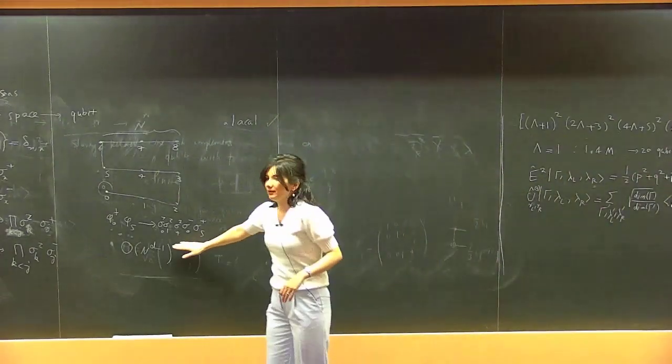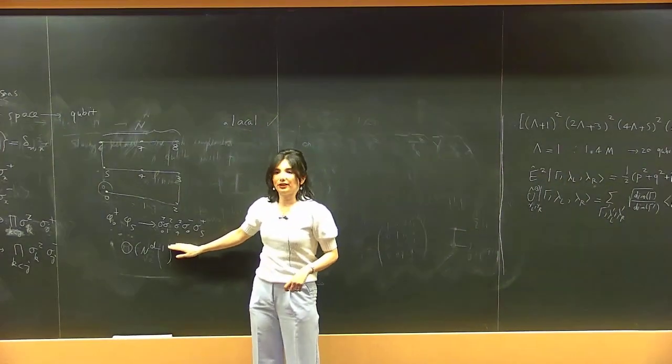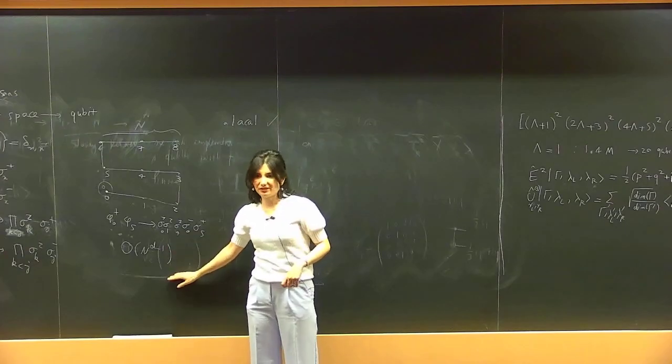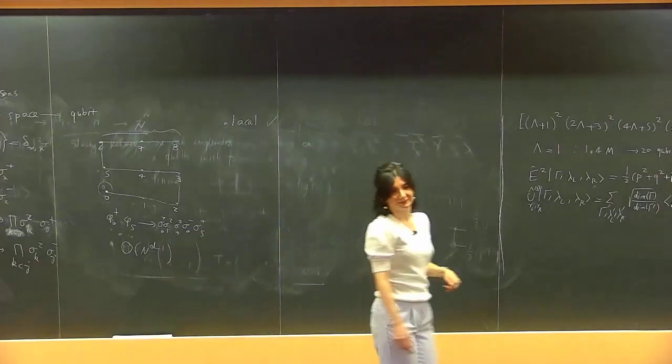So this is assuming all-to-all. This is still a polynomial set of gates required to implement something like this. But it's large. It's volume large. So we want to avoid it.